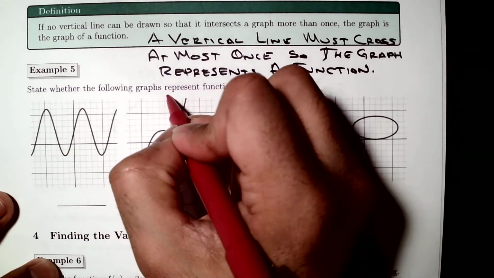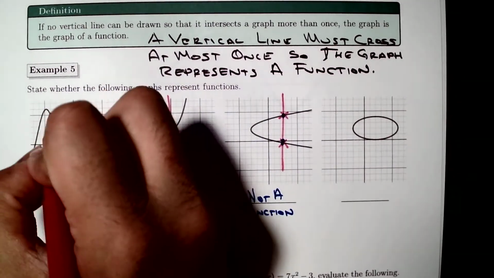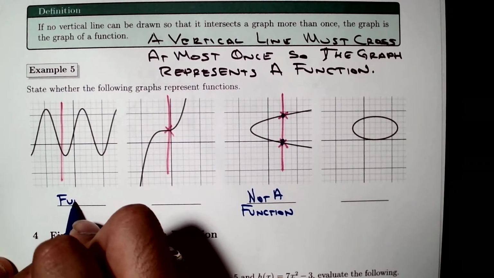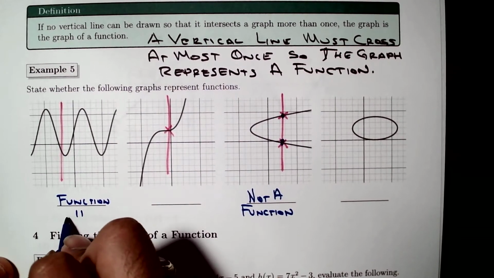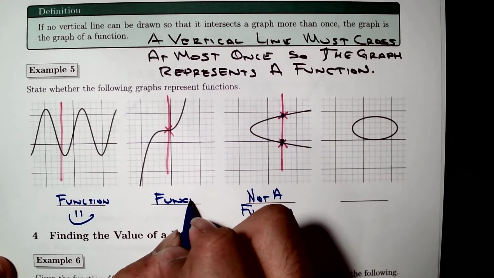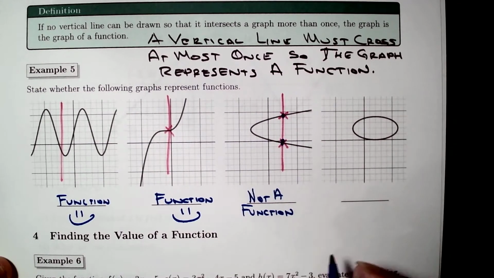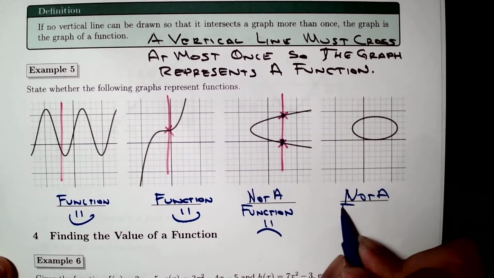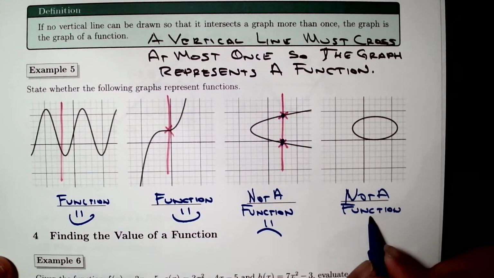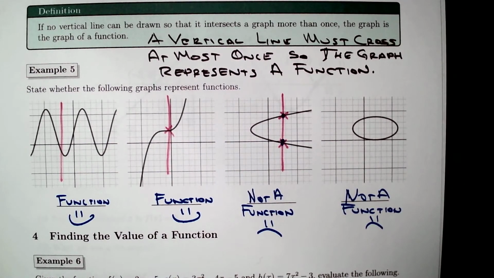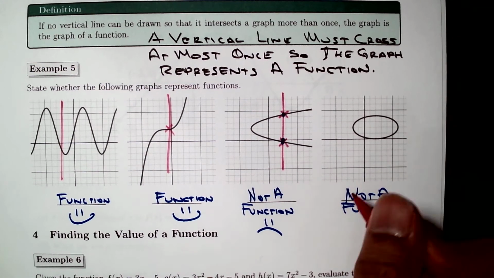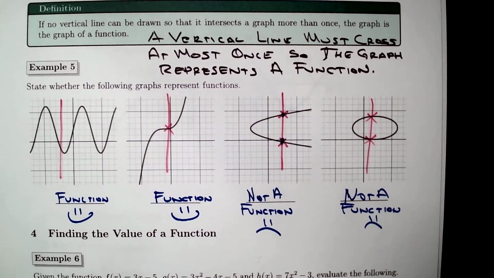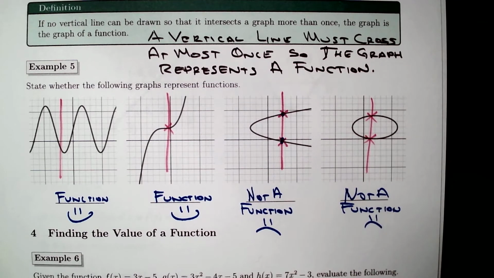But how about number 2? If we do that, that only crosses once. Over here, the first one also crosses once. So this is a function. This is also a function. We already said not a function, and then not a function. All right. So that's how the vertical line test works. Why not a function? Because if you draw the vertical line, look what's going to happen. It crosses the graph at more than one point.